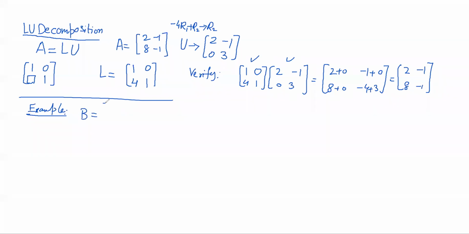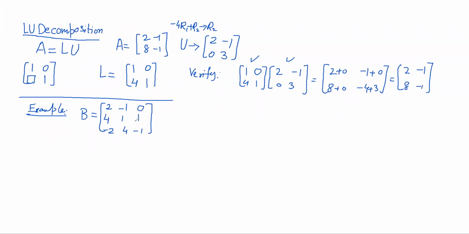So if the 3 by 3 matrix is like this: 2 minus 1 0, 4 1 1, and minus 2 4 minus 1.